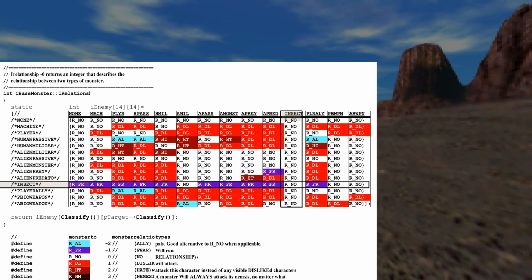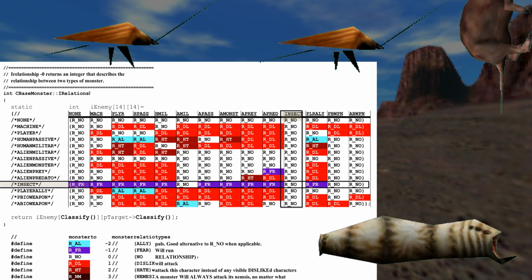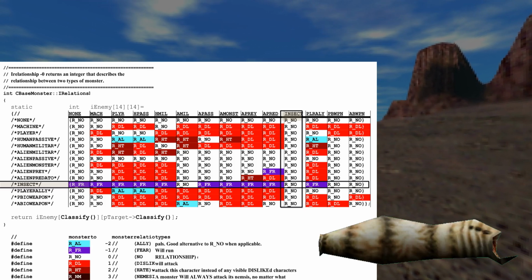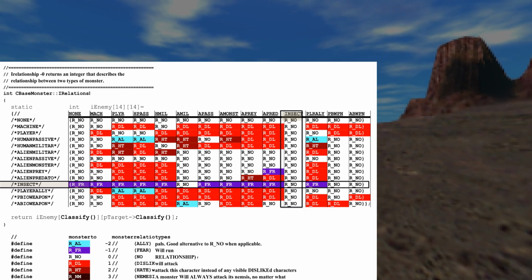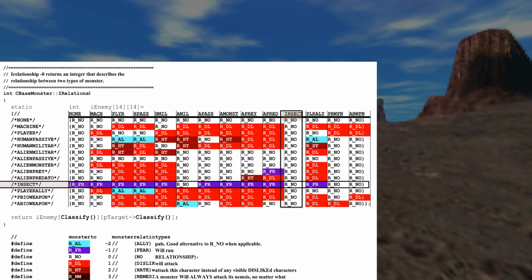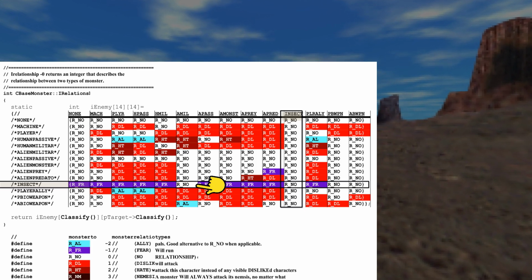The insect class is used by the cockroaches and the rat. Also leeches classify as insects but they attack the player anyway using a custom relationship function. Insects do not fight anything. They do however flee from most monsters including the G-Men. For some reason they don't flee from the alien military.